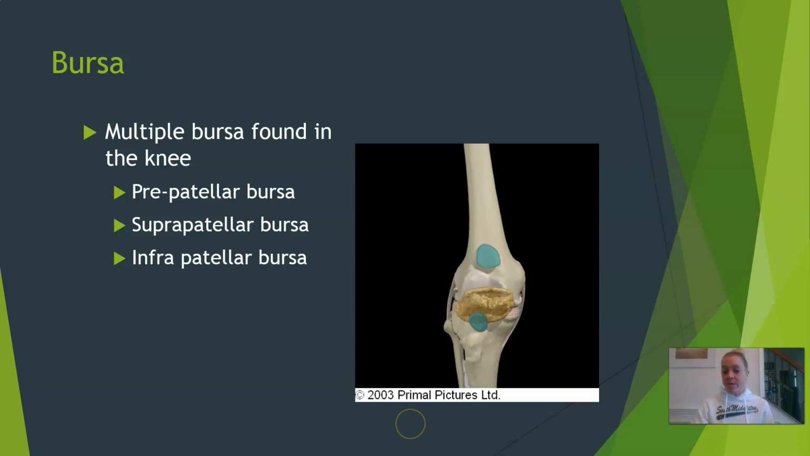There are multiple bursae throughout the knee. This picture shows a couple, but there are even more than this. They're the little blue dots on here. There's a prepatellar bursa, this is your suprapatellar bursa, the infrapatellar bursa. There are multiple bursae throughout the knee. And remember, bursae are just fluid-filled sacs. They help the tendons to glide a little bit more smoothly and give a little bit of cushion to the knee as well. Any one of these can become inflamed and become painful, and we'll talk about those again a little bit later on.